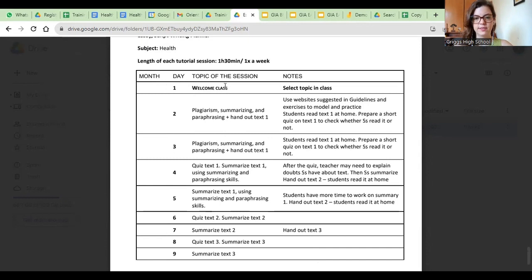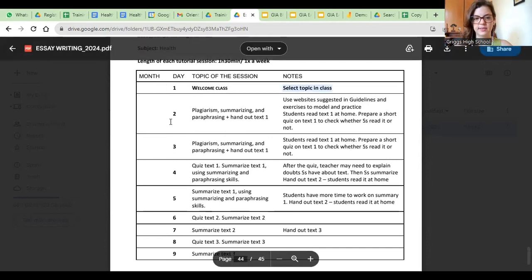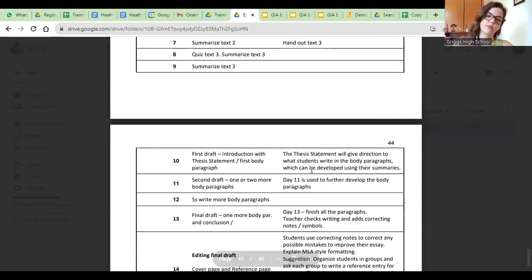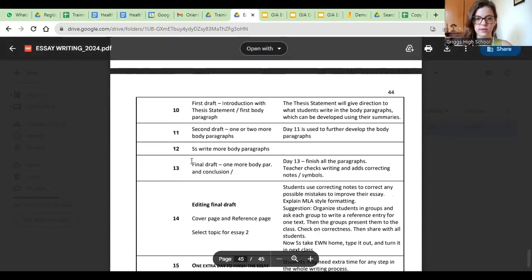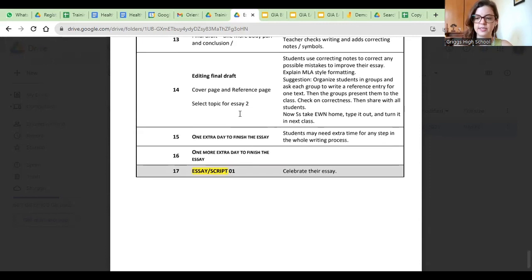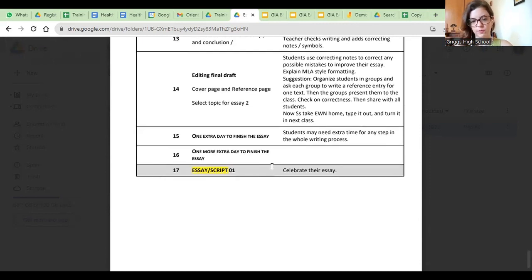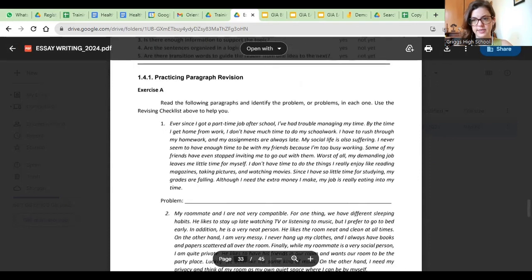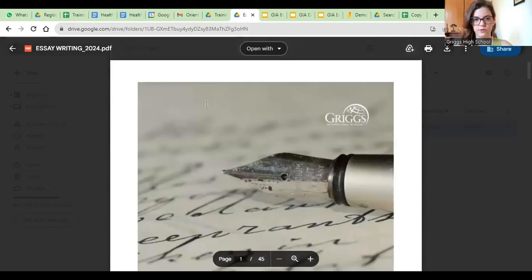Like first day, select the topic in class. Second day, start working with plagiarism, summarizing, paraphrasing, and text 1. So you have all the steps, including receiving the draft, second draft, first draft. So you can adapt this to your own course plan. Okay? So essay writing guidelines, very useful.